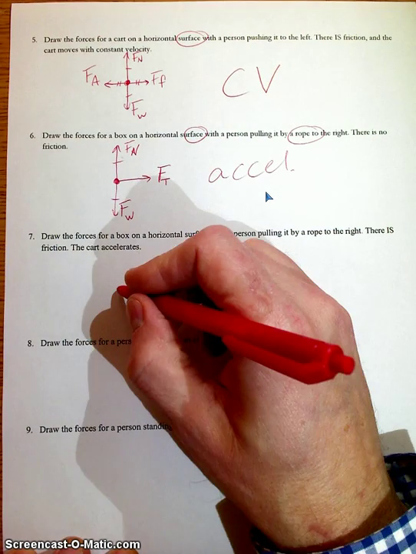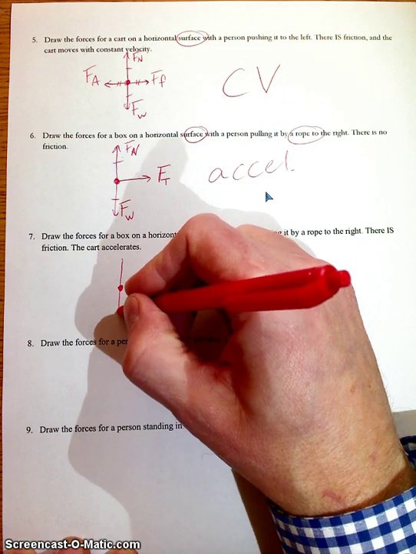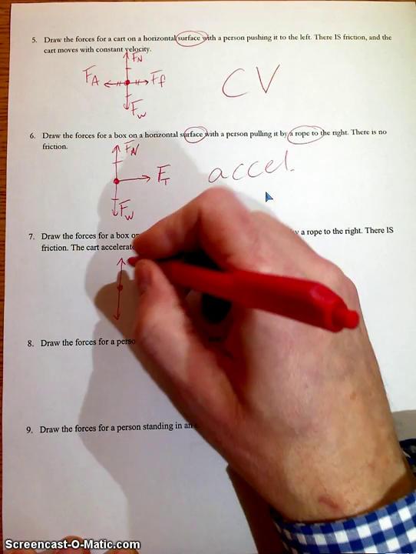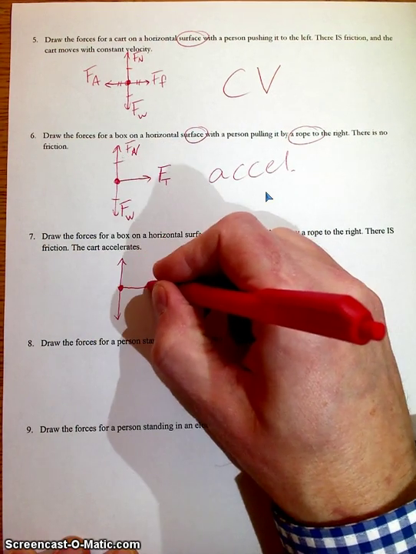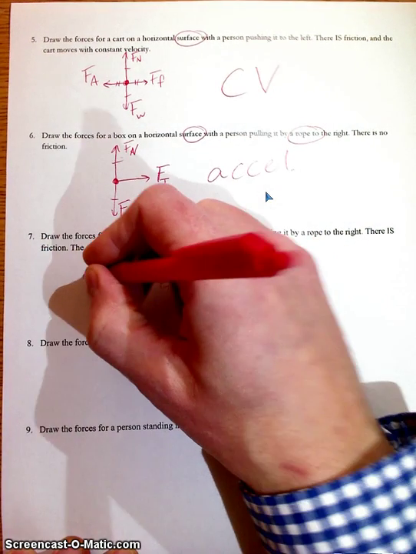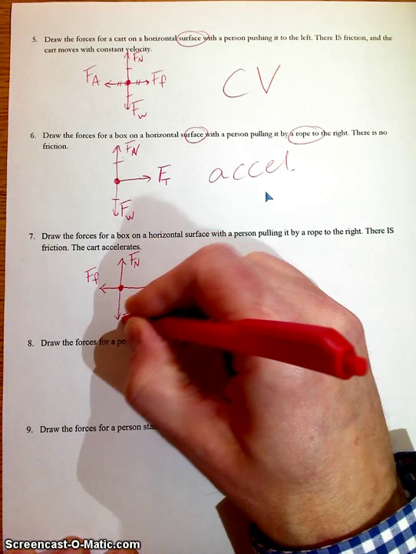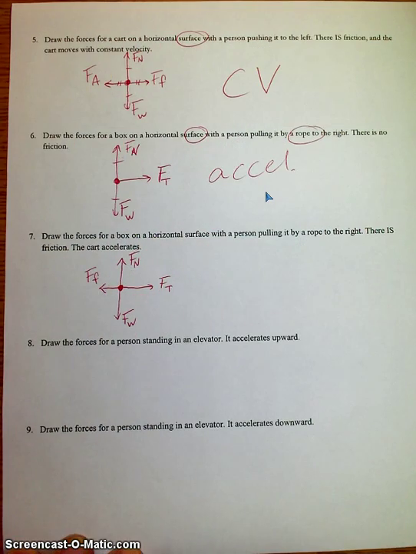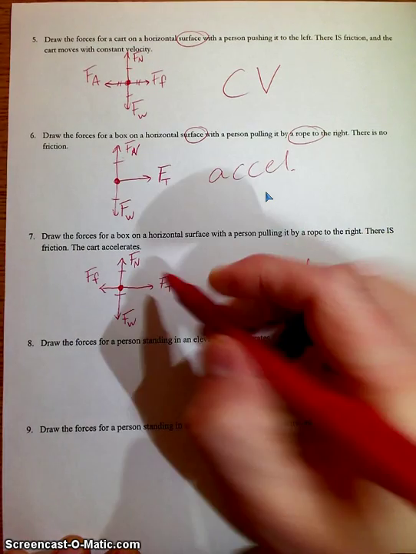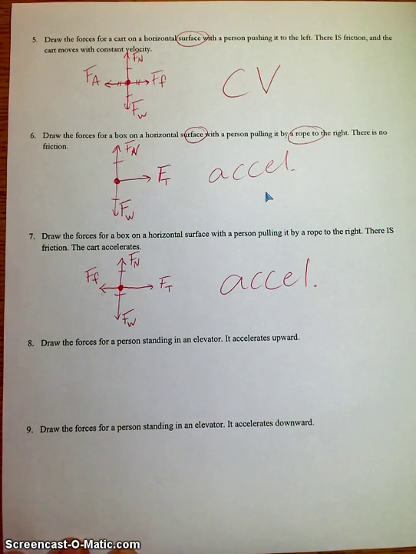Number 7. Hey, I'm going fast, but you can pause this as often as you want to. A box is on a horizontal surface. There's friction, but the box accelerates. It's pulled by a rope. Friction opposes the motion. This box accelerates. Notice there's an unbalanced force here. The tension's greater than the friction.